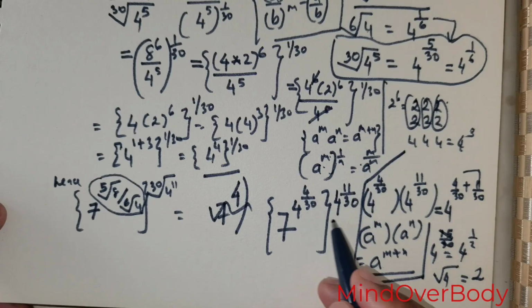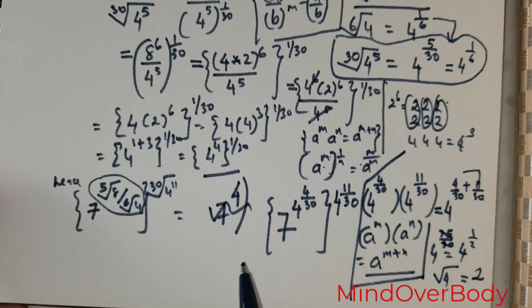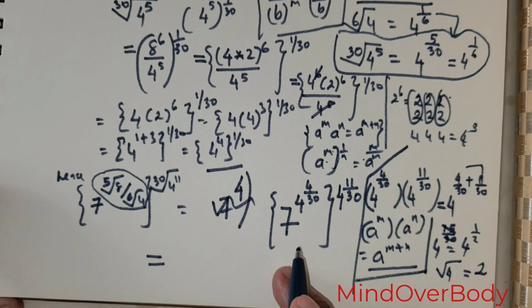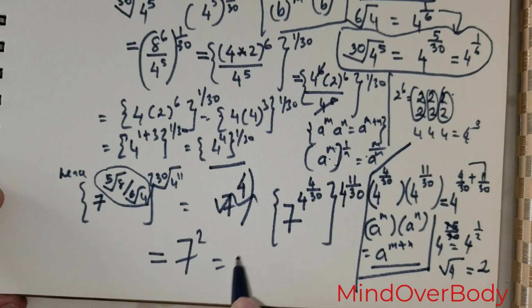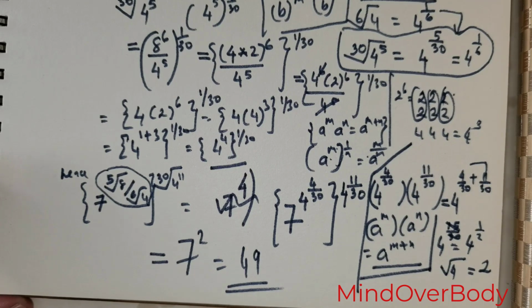So this entire thing that we just saw here boils down to 2, which means 7 raised to the power 2, which is nothing but 49. So this is the solution.